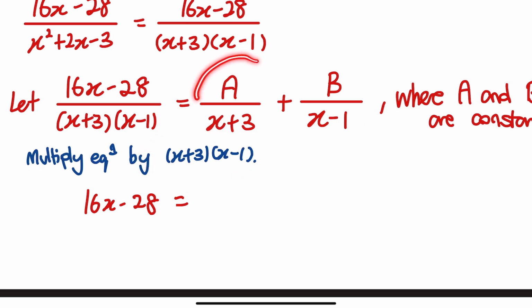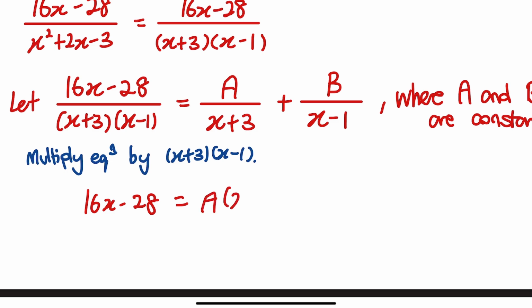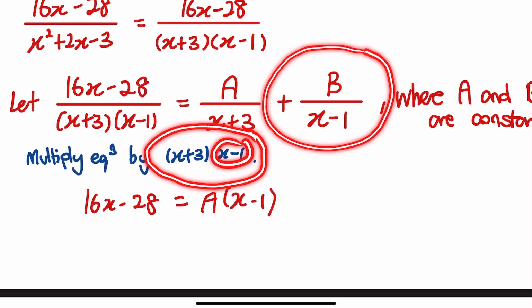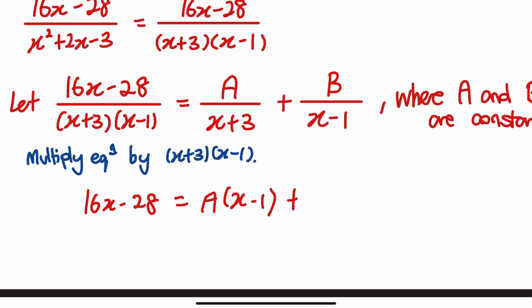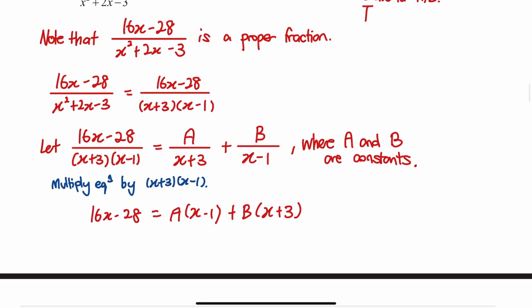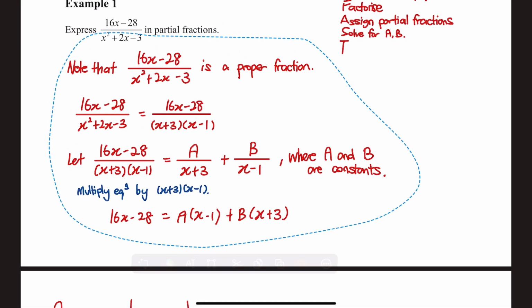Then for the right side, I will multiply each term by this thing over here. So this first term, when I multiply by x plus 3 times x minus 1, the x plus 3 will cancel out. I'll be left with A times x minus 1. Then for the second term, plus B over x minus 1, if I multiply it, this x minus 1 will cancel out. I'll be left with plus B times x plus 3. Okay, so from here, now I want to find out what is my A and B.